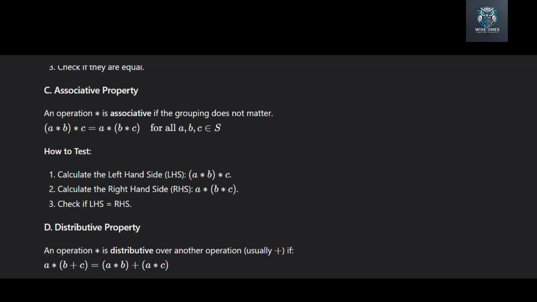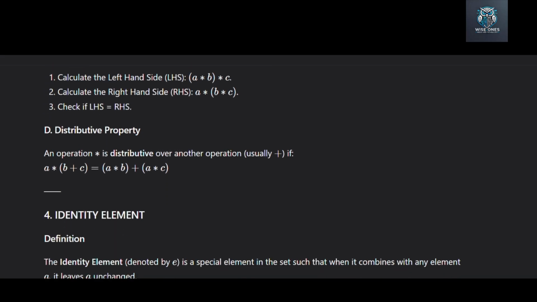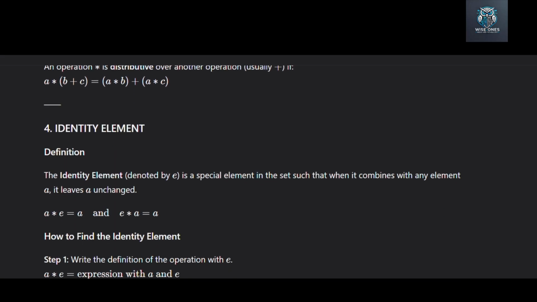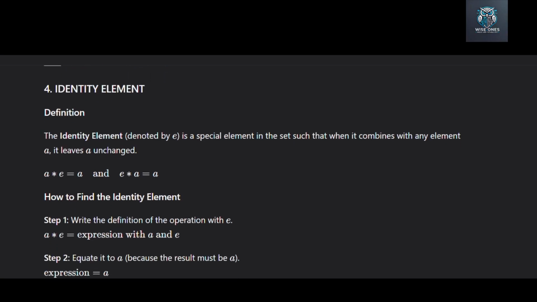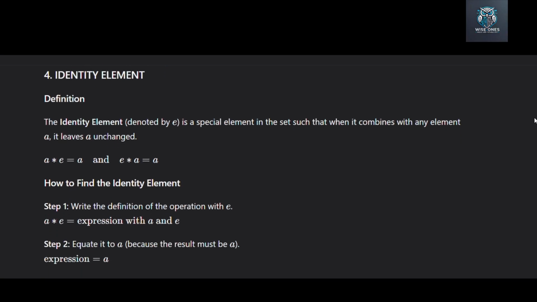Now we come to a very important section, Section 4, identity element. Please pay close attention here because this is a frequent exam question. What is the identity element? It is denoted by the letter e. It is a special element in the set such that when it combines with any element a, it leaves a unchanged. This means a star e equals a, and also e star a equals a.